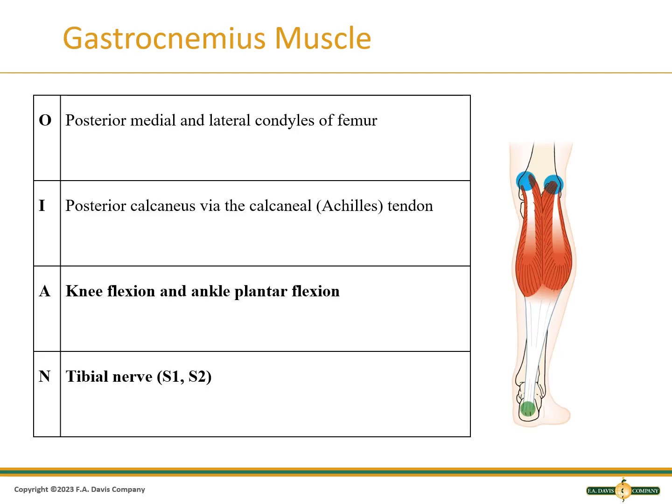Our gastrocnemius, or gastroc muscle, starts above the knee, so it originates on the medial and lateral condyles of the femur to insert on the posterior calcaneus via the calcaneal tendon. It causes knee flexion and plantar flexion because it crosses the knee, and it is innervated by the tibial nerve.